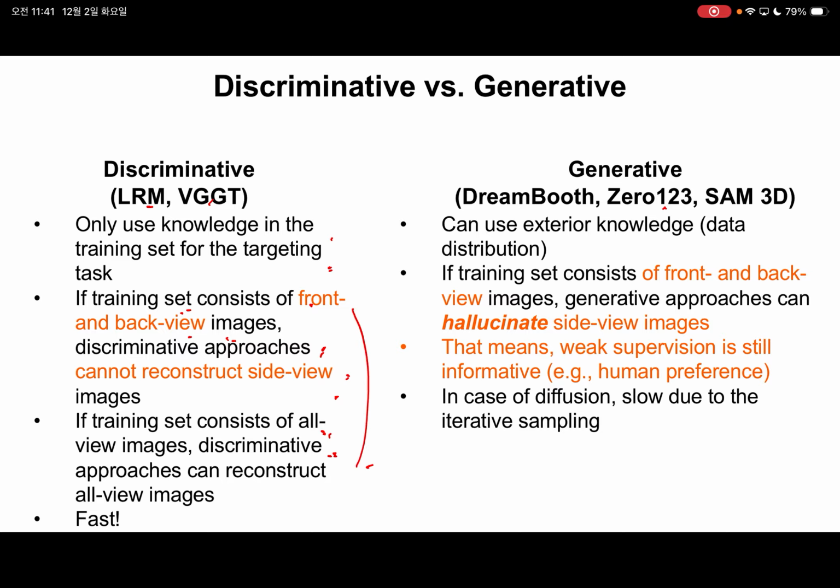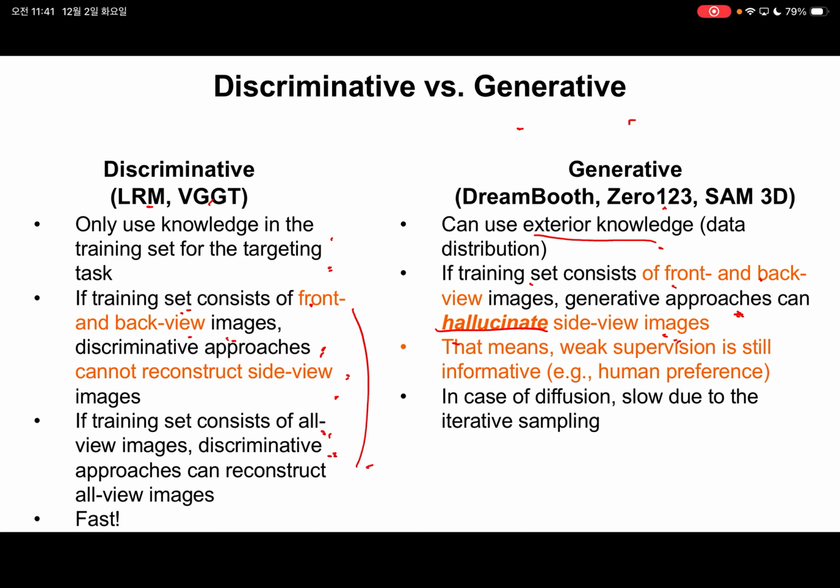Generative model can use exterior knowledge, which is called data distribution. Imagine you're using an image generative model, like Stable Diffusion, anything that is trained on an exterior data set. We have lots of images, lots of videos. We learn the prior distribution of such images and videos. And then let's say you're targeting image to 3D reconstruction, the same task, and you're assuming your training set consists of front and back view images. Generative model can hallucinate side view images.